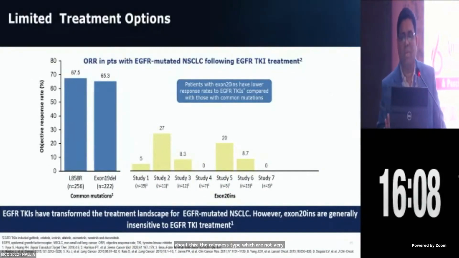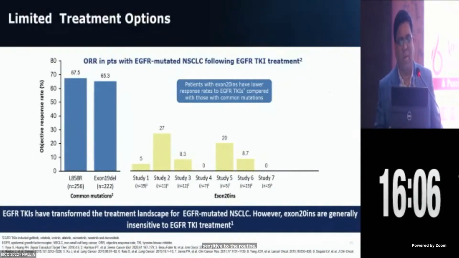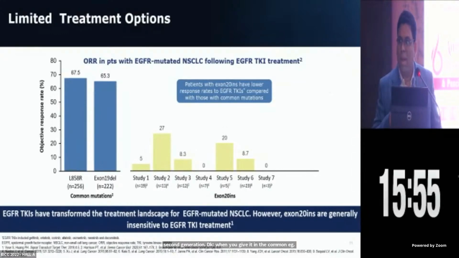This is the response rate you get when you give a first generation or second generation TKI in the common EGFR sensitizing mutations: about anywhere between 60 to 70%. In exon 20 insertions, the response rate is more or less around 10%, and up to 20% at the higher end. Understand that the response rates of around 20% come from studies in which exon 20 insertion was a compound mutation with some sensitizing mutation.